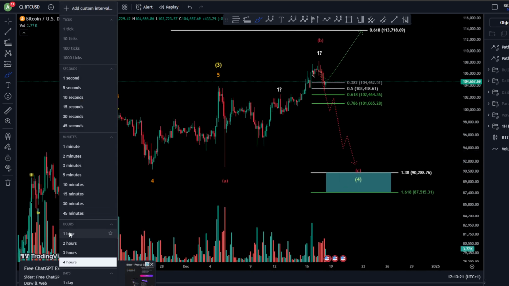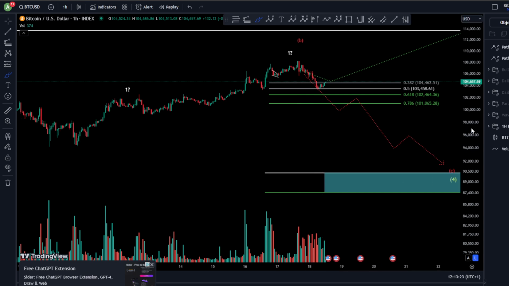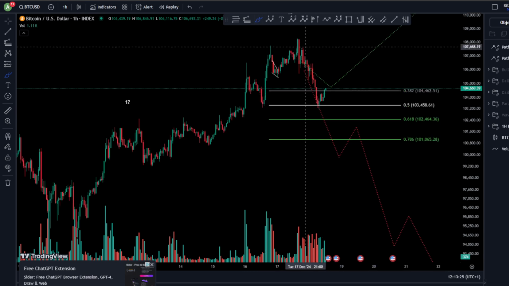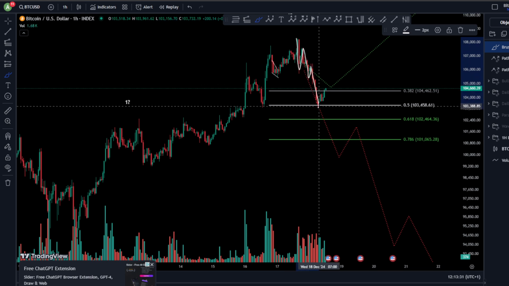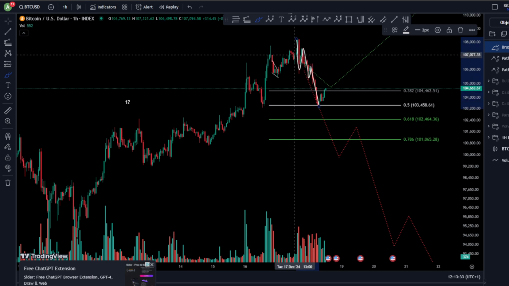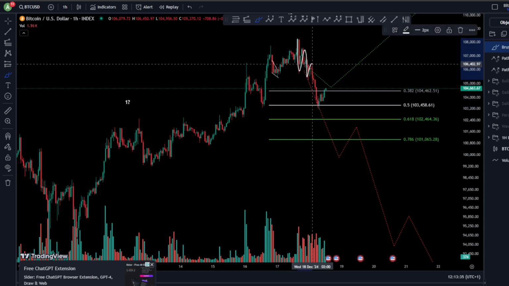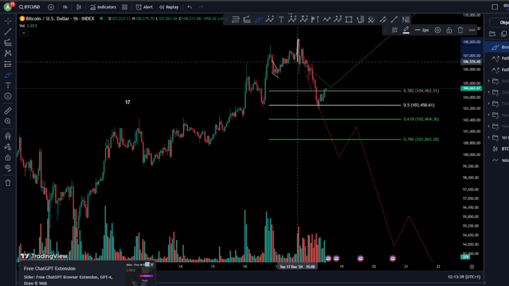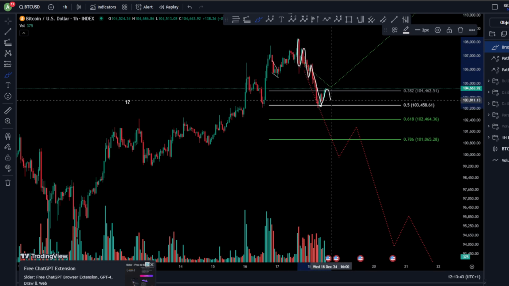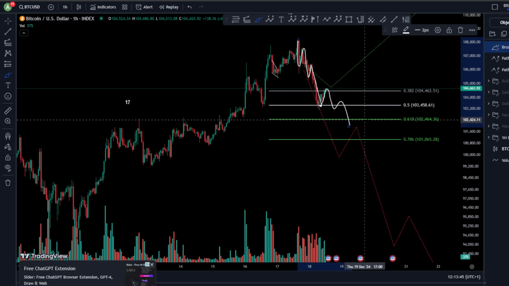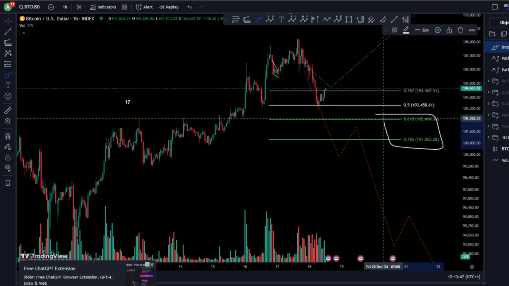Now, if we take a look at the 1-hour chart, we can see that we are moving down impulsively somehow, where we have 1, 2, 1, 2, and then 3. Now, of course, it cannot be a 1, 2, 3, 4, 5 because your wave 4 has interfered inside your wave 1. Therefore, it's a double 1, 2, and then 3, and then probably 4, 5, to hit those fib levels.